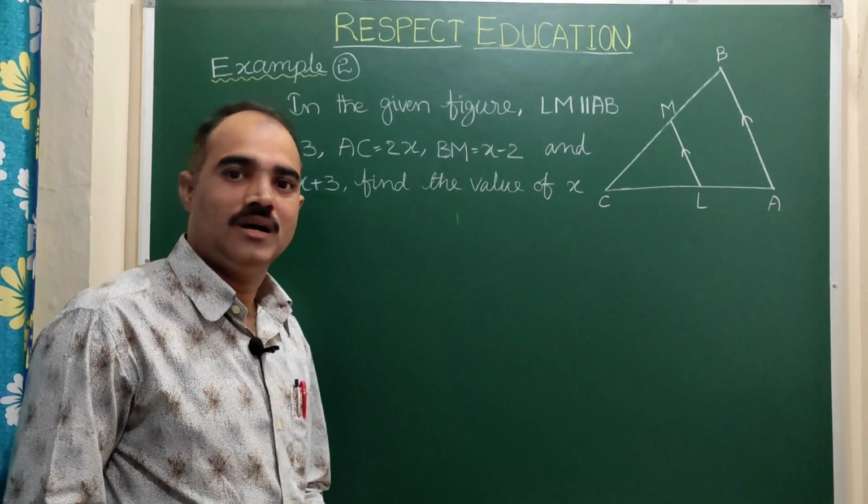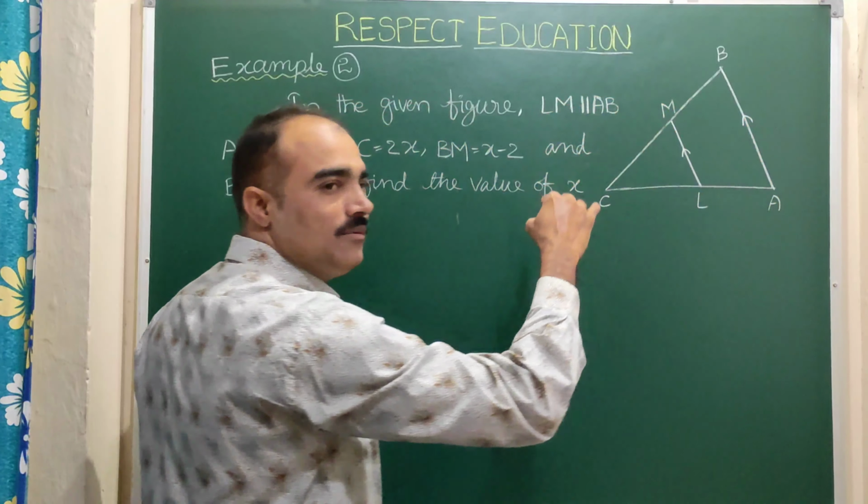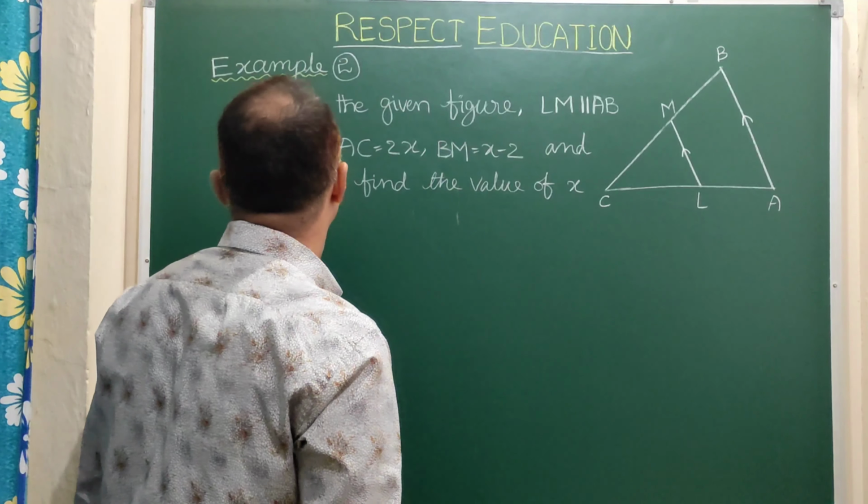Now we see example 2. In the given figure, LM is parallel to AB. Here you see this line LM parallel to AB. These two arrow marks indicate that they both are parallel to each other.